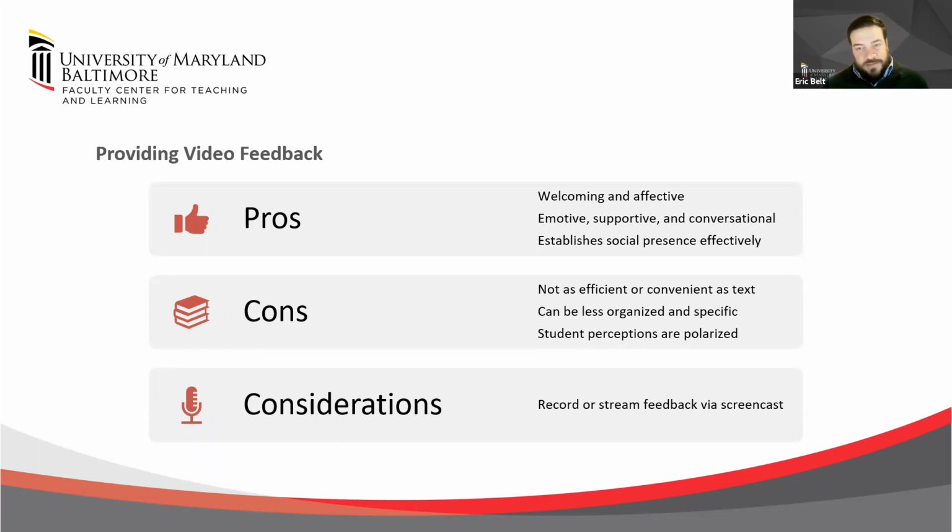Now, it's not as efficient or convenient as text, right? So if you have 250 students in one of your online courses, I doubt you're going to be creating 250 videos on every assignment, right, to make that happen. So we sort of have to pick and choose when we can do these sorts of things. It can be less organized and specific because we might not be scripting out what we're going to say to students. It might be a little more off the cuff. And so less specific in the fact that the act of writing gives us time to reflect on what we're saying and how we're saying it, which is a little different than recording a video.